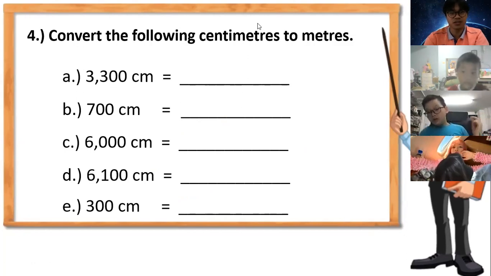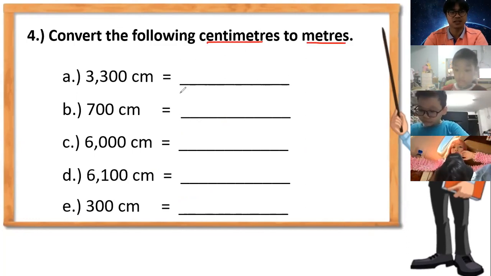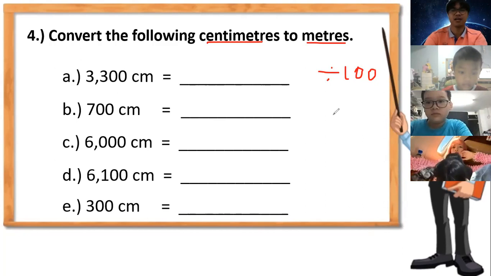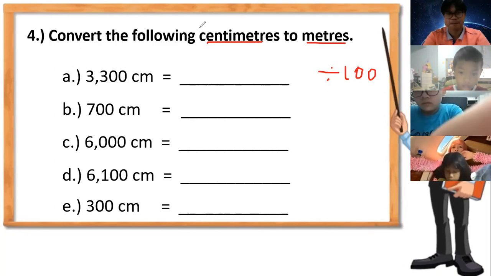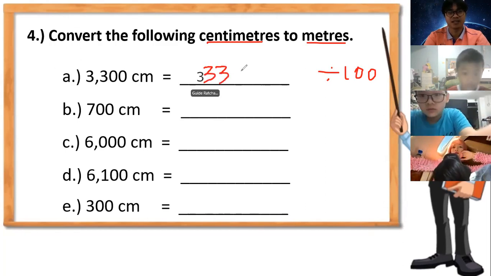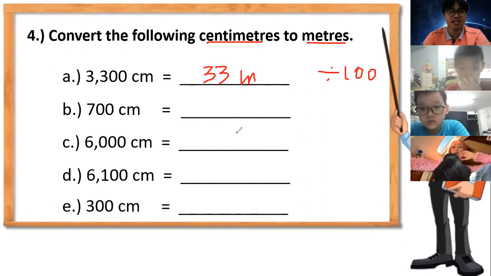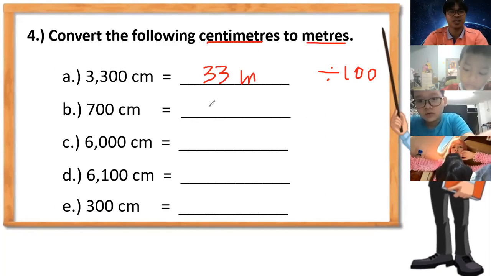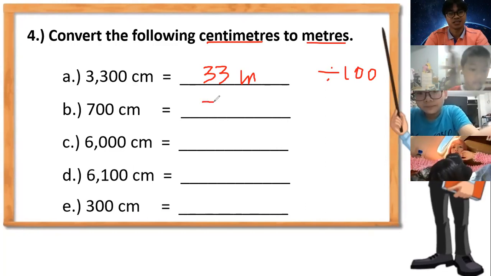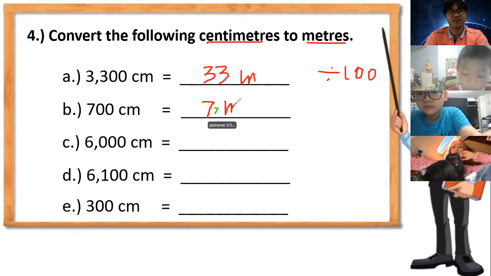Let's go to conversion from centimeters to meters. This is divide by 100. Letter A: 3,300 centimeters. How many meters? 33 meters. Letter B: 700 centimeters. How many meters? 7 meters.